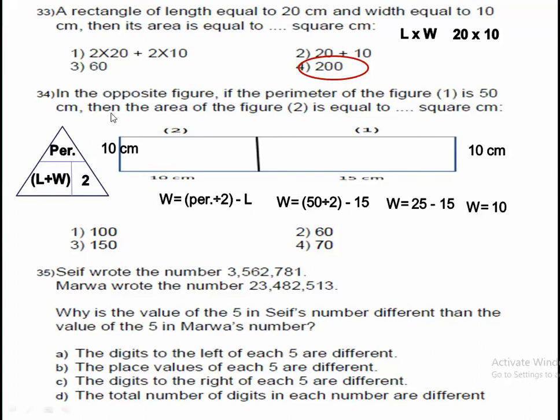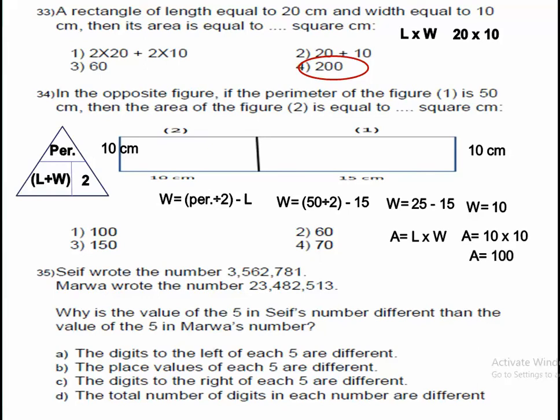So in figure 2 we can calculate the area. Okay, area of rectangle 2 or figure 2, it will be length times width. It will be 10 times 10 equals 100 centimeters square.